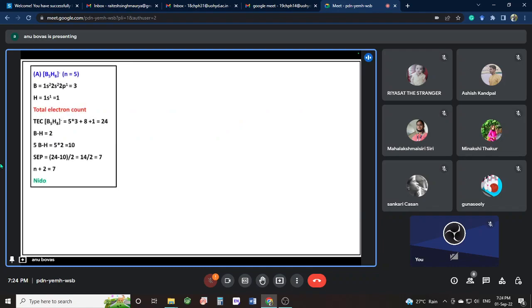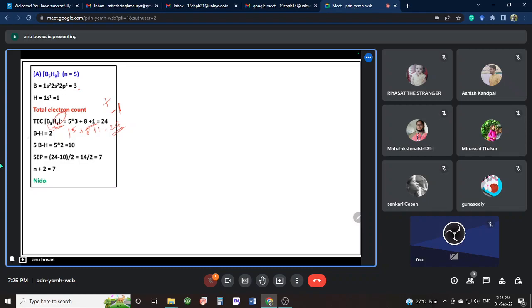The first one is B5H8 minus. Let us find out the total electron count. 5 boron atoms are present: 5 into 3 plus 8 hydrogen plus 1. Why have we added 1? Because there is one negative charge present. If positive charge is present, then we have to subtract 1. If negative charge is present, we have to add 1. So here, since there is one negative charge, we add 1 to get the total electron count. Thus we get 15 plus 8 plus 1, that equals 24.